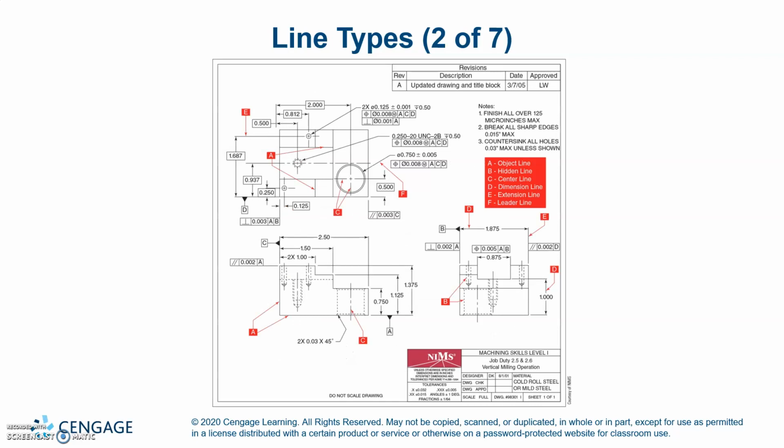So A over here is an object line. B right here is a hidden line. C right here is a center line. D is a dimension line. E is an extension line. And F is a leader line.